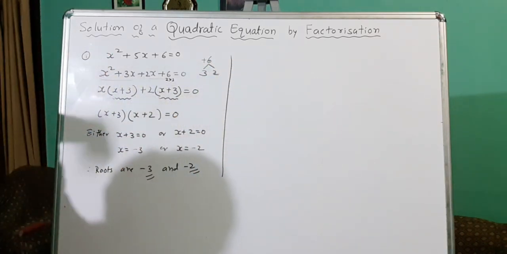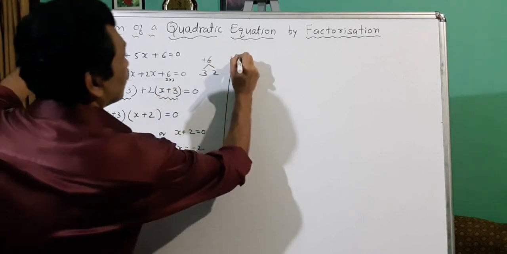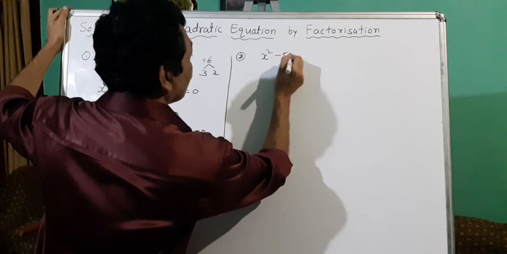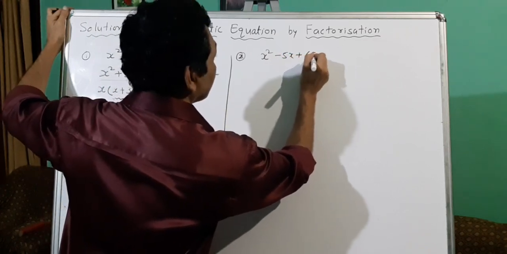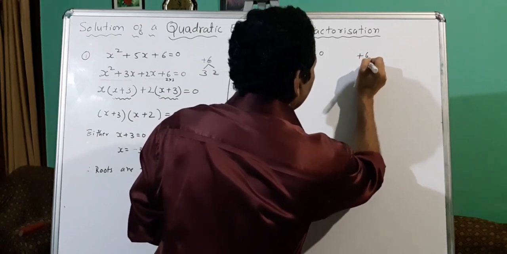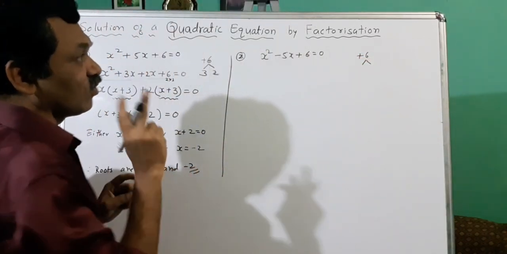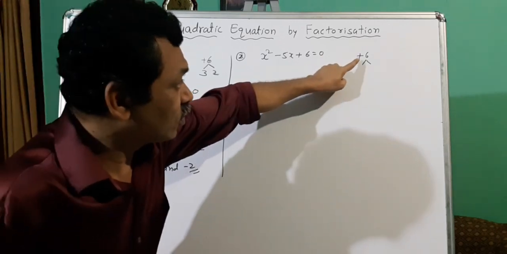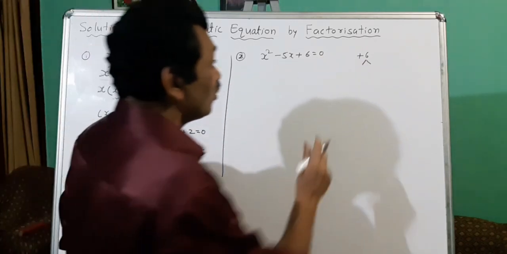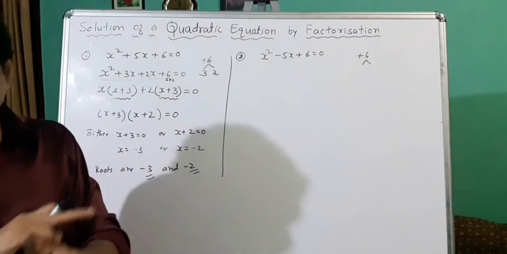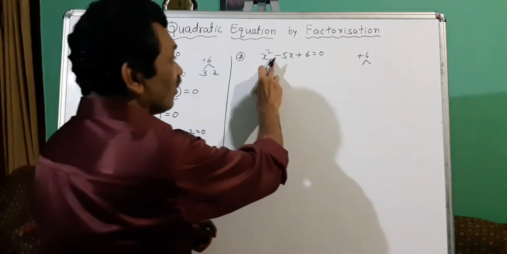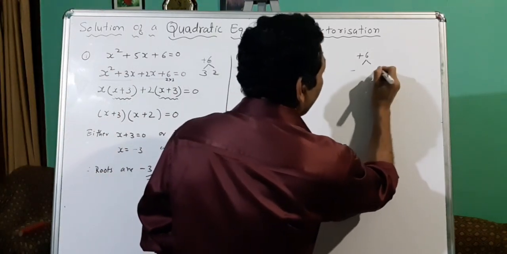Okay, in place of plus 5, suppose there was minus 5. So I'll take the second: x square minus 5x plus 6 is equal to 0. Again, the last term is 6. So we want two numbers whose product is plus 6 and sum is minus 5. When the product is plus, both the terms are either plus or minus. Since we have minus here, both the numbers are minus.